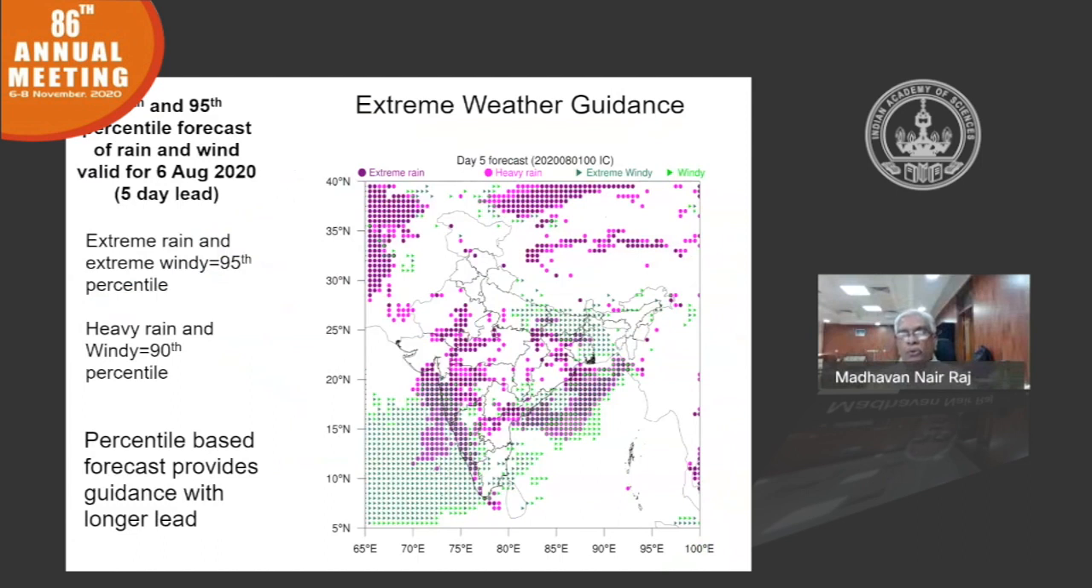And this is a new guidance which we provide to the people: extreme weather guidance. This is also based on the 95th percentile or 90th percentile. And this percentile we calculate from the hindcast of the model, not from the observation. From the model, we calculate the percentile and we generate this extreme weather guidance for extreme rain, heavy rain, extreme windy conditions. We found that very useful.